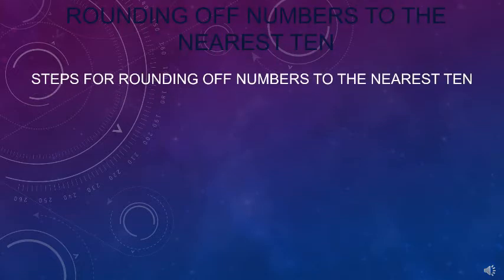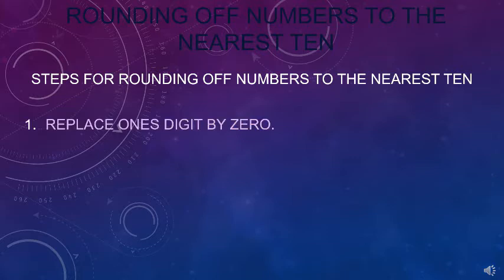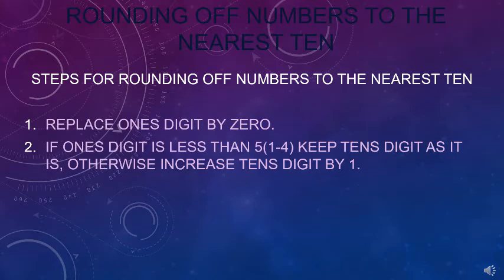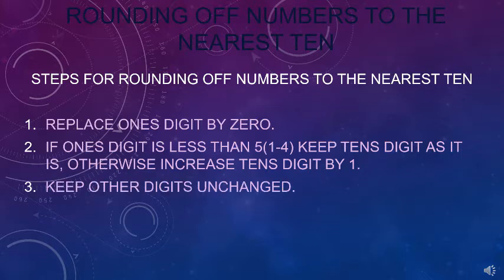Let us first know the steps for rounding off a number to the nearest 10. Step 1. Replace one's digit by 0. Step 2. If one's digit is less than 5, that is between 1 to 4, keep 10's digit as it is. Otherwise, increase 10's digit by 1. Keep other digits unchanged.